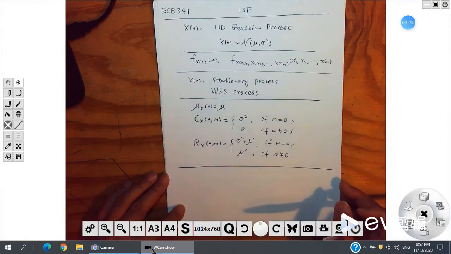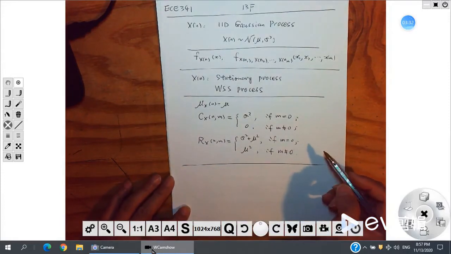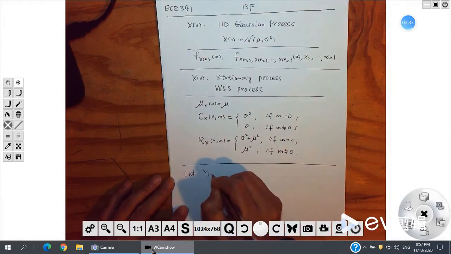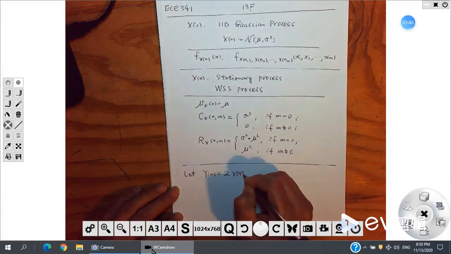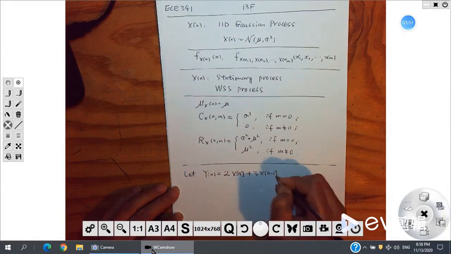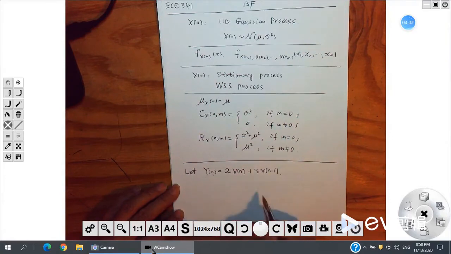Today we consider some changes on x. We build two processes based on x. We let y of n equal 2 of x of n plus 3 of x of n minus 1. This is the process. The y of n is a different process. We already have x. Now I define a different process, y of n, given by this.